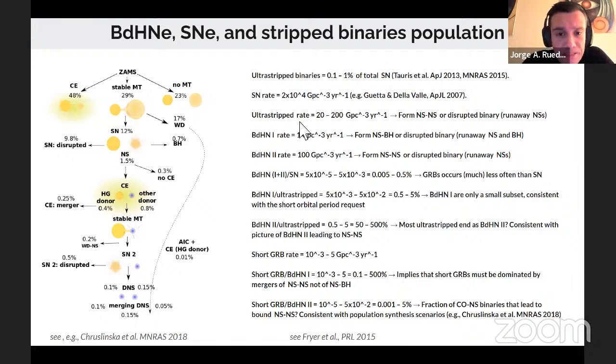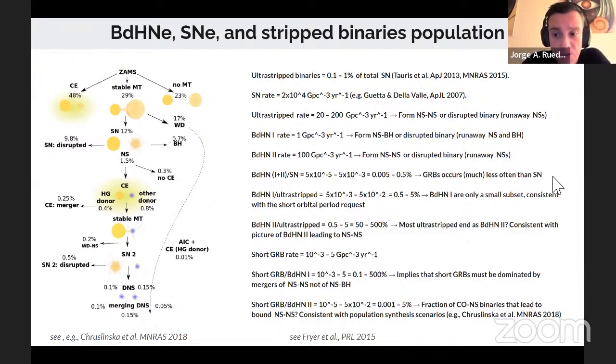These ultra-stripped binaries are thought to form neutron star binaries or disrupted binaries. This is the traditional view. But as I mentioned, there is a subclass of these that can also be more energetic and form neutron star black hole binaries in a BDHN, binary-driven hypernova, of type I. So the BDHN I rate is 1 per gigaparsec cubed per year, and the BDHN II is 100. The sum, so the entire GRB-to-supernova ratio, is very small, less than 0.5%. I agree with the numbers of Massimo yesterday.